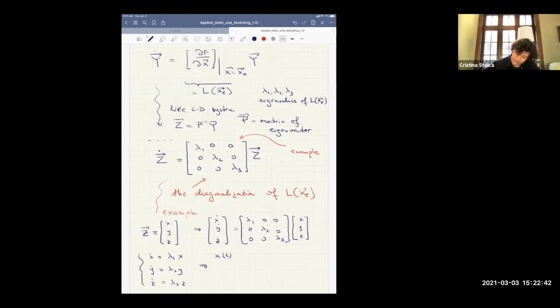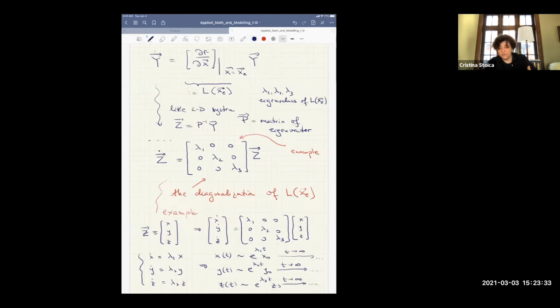So here x of t is e to the lambda 1 t x naught. And y of t is e to the lambda 2 t y naught. And z of t is e to the lambda 3 t z naught. And now I'm looking at where this is going as t goes to infinity. And here comes the answer, right? Well, it depends on the lambda, right? If lambda is positive, it's going to infinity. If they're all negative, then they're all going to zero, right? And the equilibrium is stable. So the answer depends on whatever sign lambda has. And this is the flavor of it.